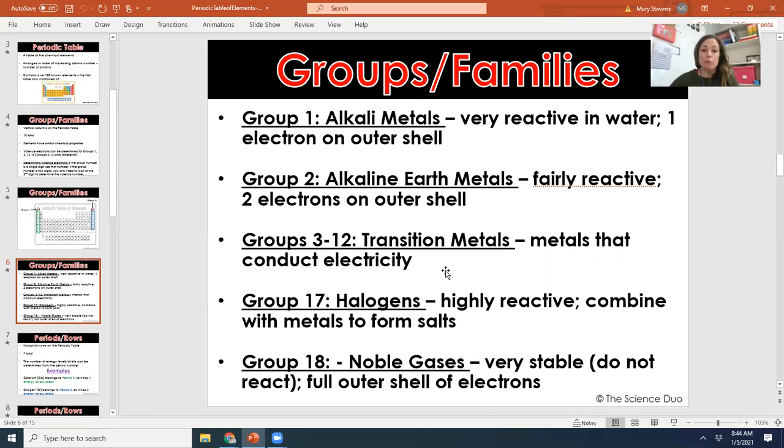Groups 3 through 12 are transitional metals. These are metals that can conduct electricity very well. Group 17 are halogens. They're highly reactive. And when you combine them with metals, they form a salt. An example of that would be sodium and chlorine. You get salt. And group 18 are noble gases. These are very stable. They do not react. They're inert. They have a full outer shell, which causes them to not bond with other elements.